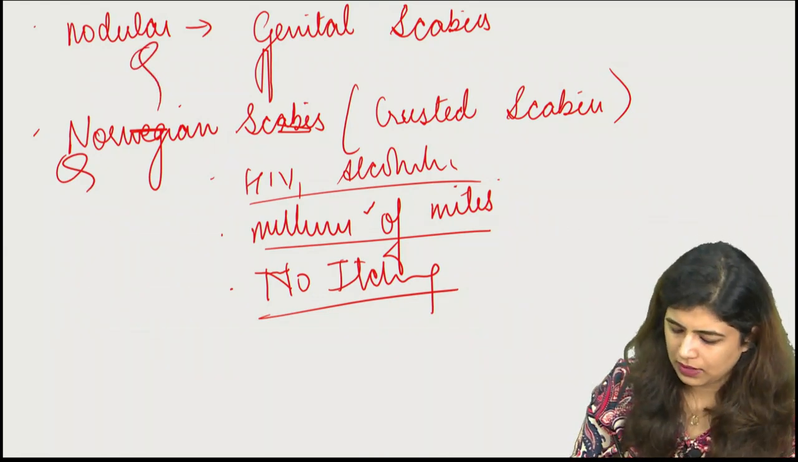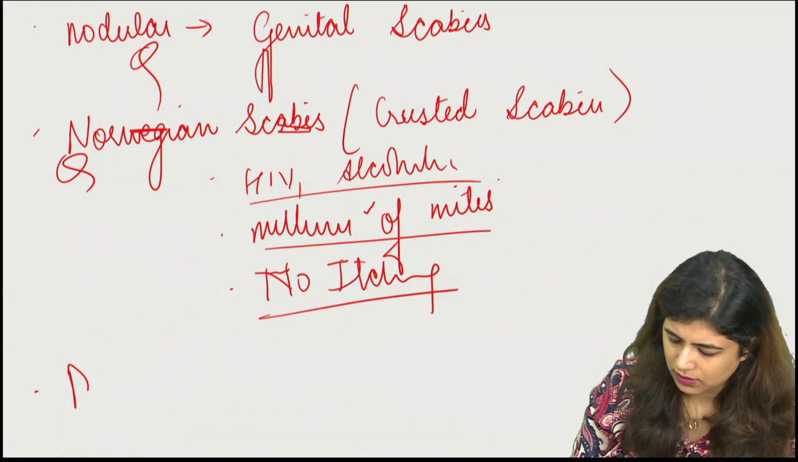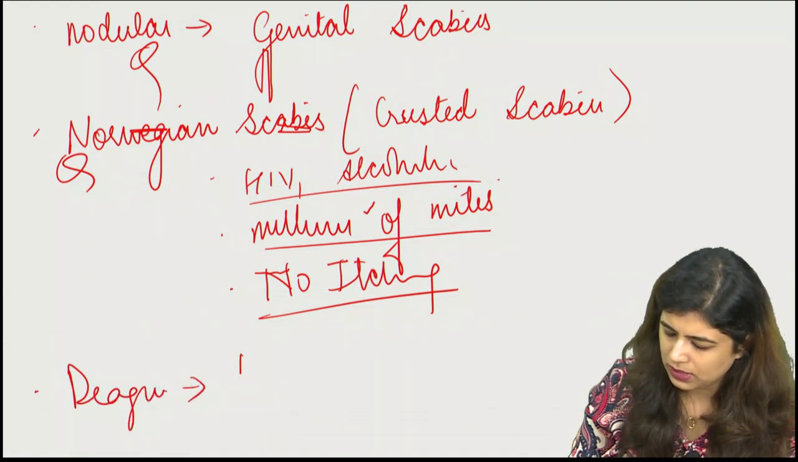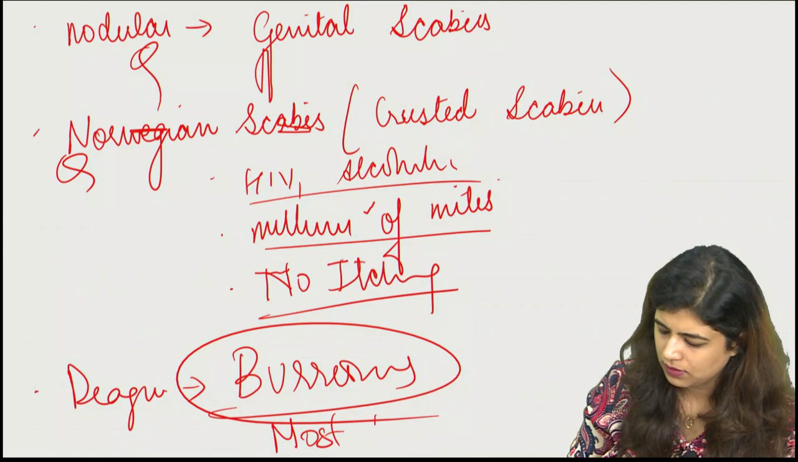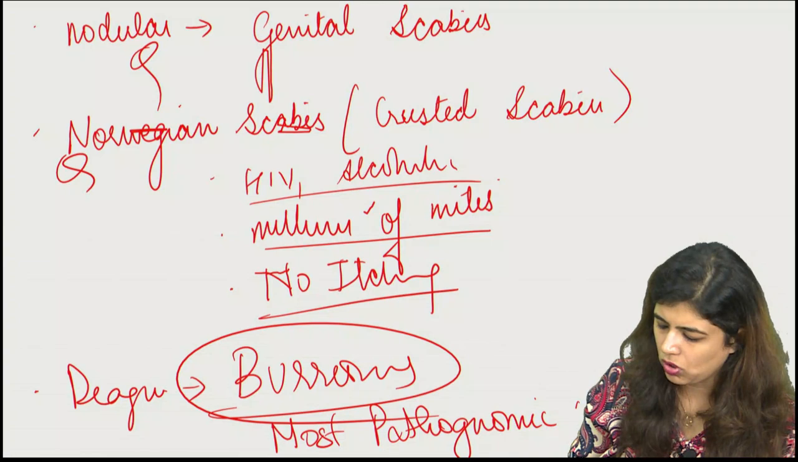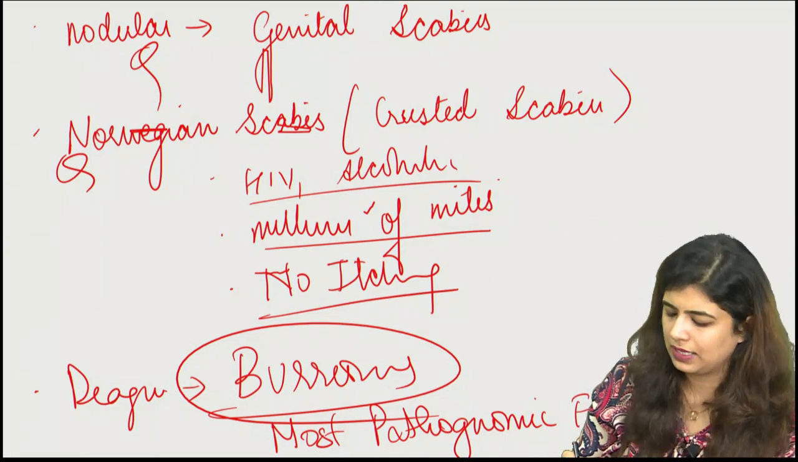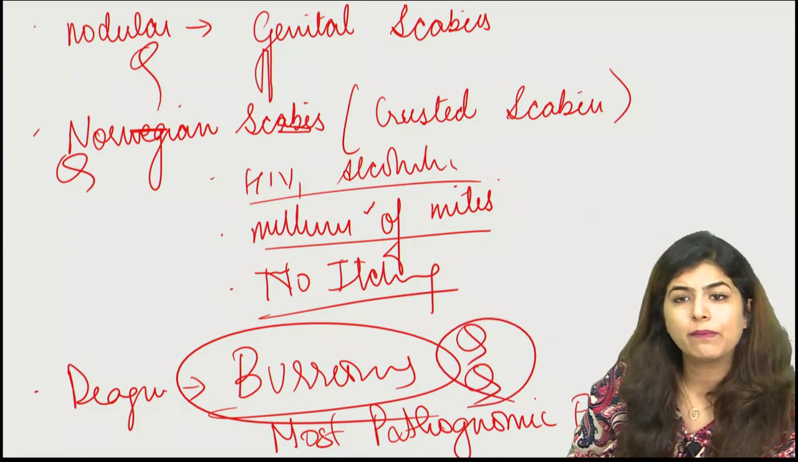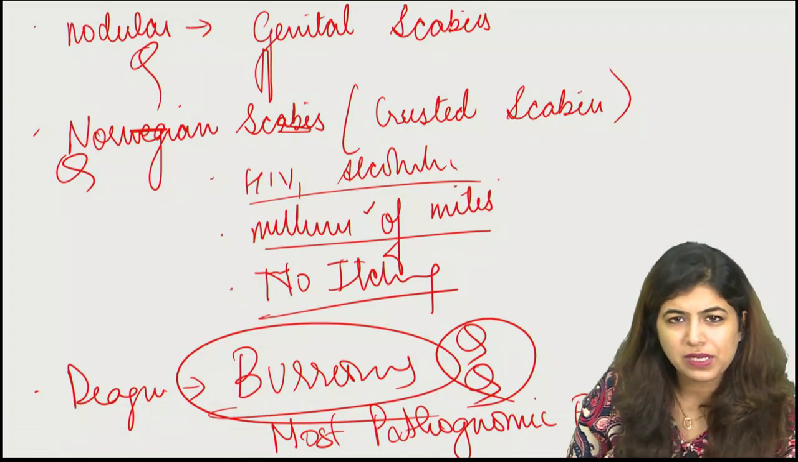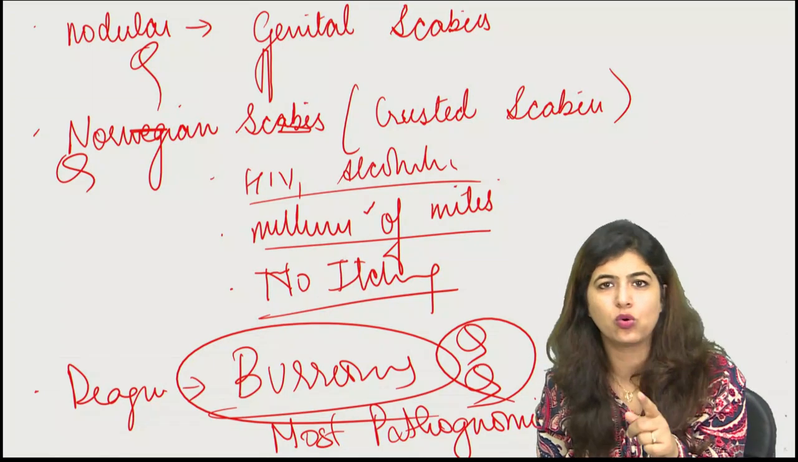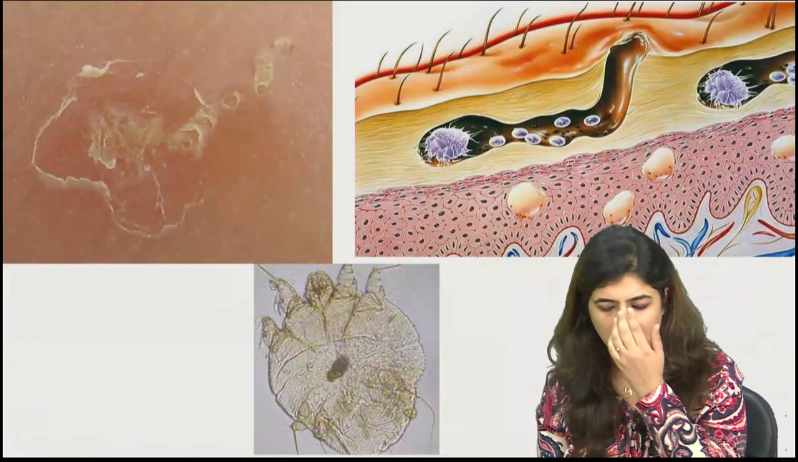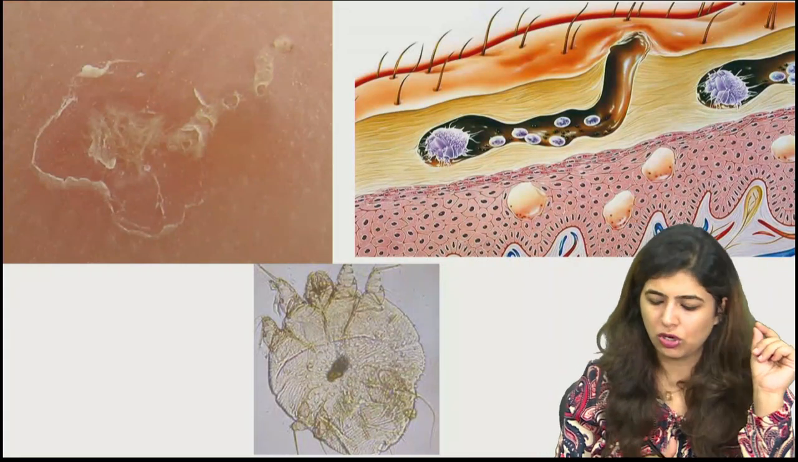Clear? Now, how do you diagnose? The most pathognomonic finding is a burrow. This is the most pathognomonic finding in scabies. Papules may happen anywhere, nodules may happen in any disease, but burrows are only seen in scabies. So this is how a burrow looks.